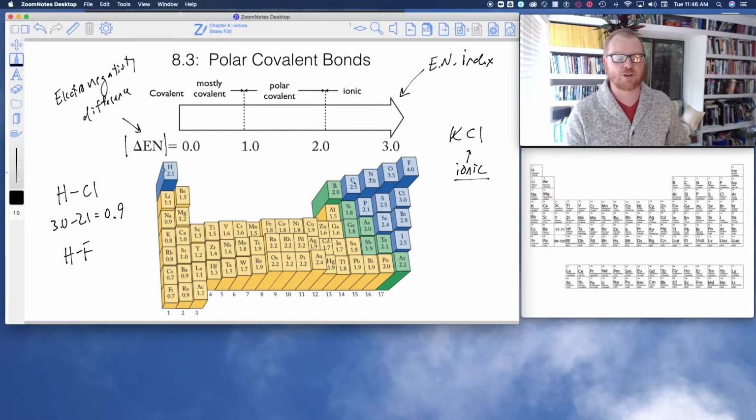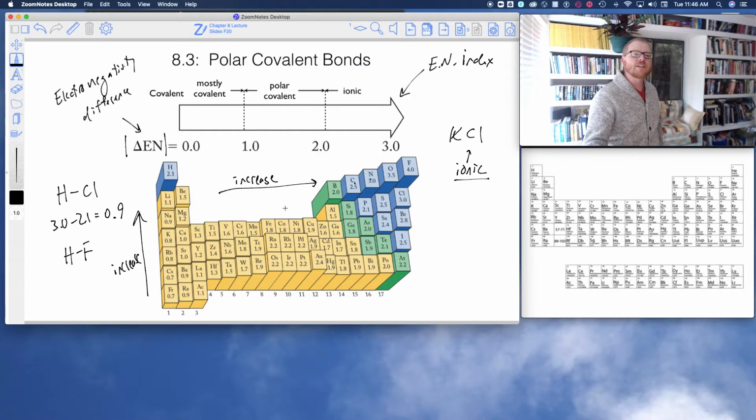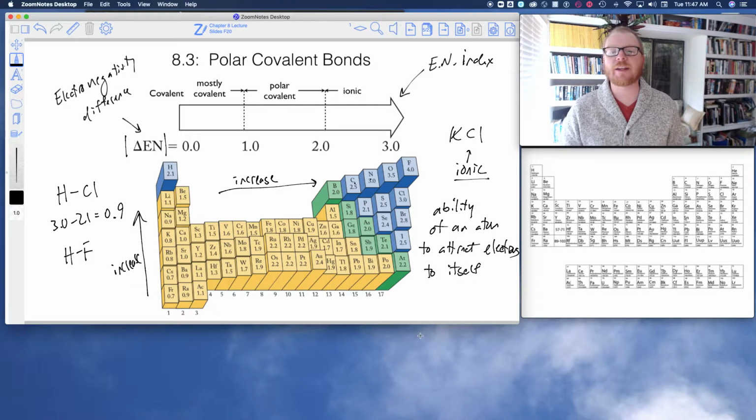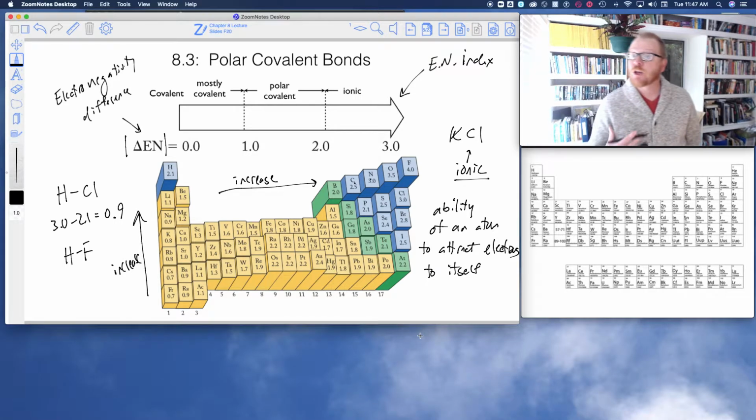And the important thing to note here is that electronegativity, just like our other periodic trends, has a general trend. You can see there's a general increase when we go up, from francium at 0.7 all the way to hydrogen at 2.1. And we see a general increase as we go across the table. So really, electronegativity is the ability of an atom to attract electrons to itself.